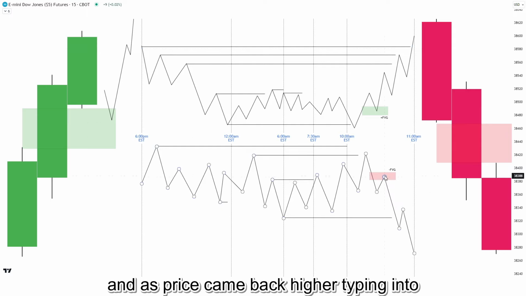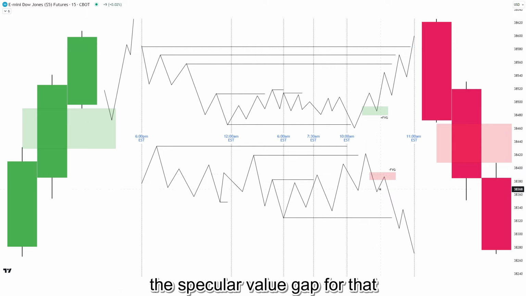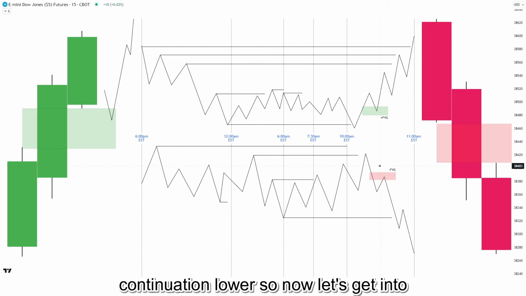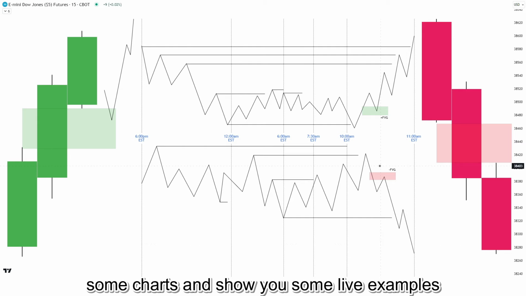And as price came back higher, tapping into this bearish fair value gap for that continuation lower. So now let's get into some charts and show you some live examples.